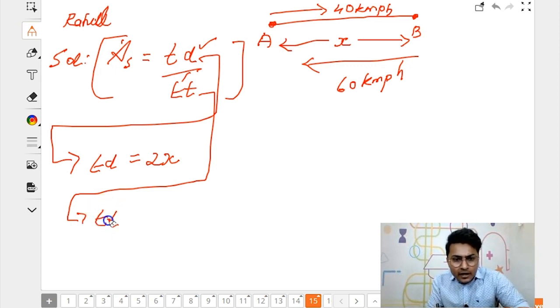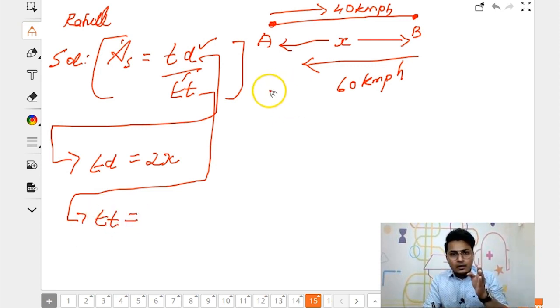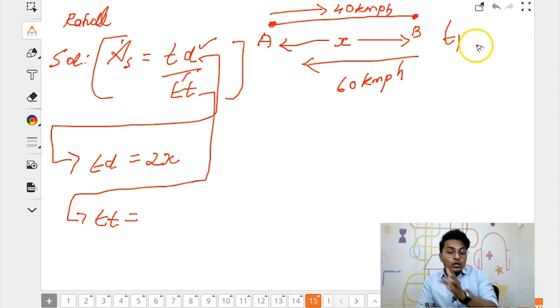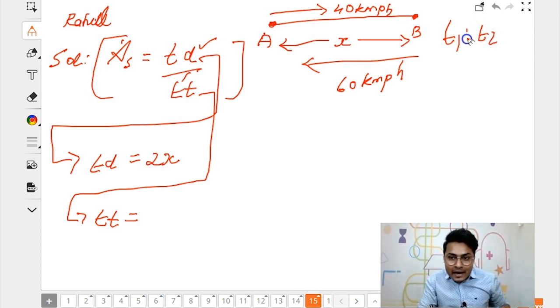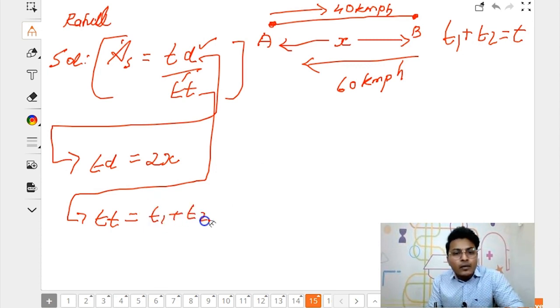So total time taken would be the time taken for Rahul to go from A to B, that is T1, and time taken by Rahul to come from B to A back. So that would be T2. When I add both of them together, I'll get my total time taken T. Simple, obviously, correct. So my total time taken would be nothing but T1 plus T2. Now it is our job to find out what is T1 and T2.